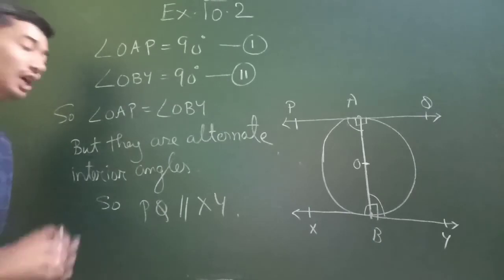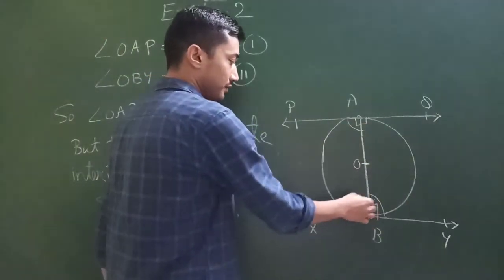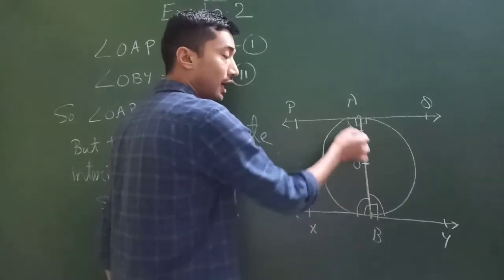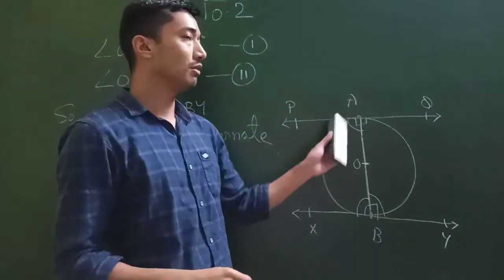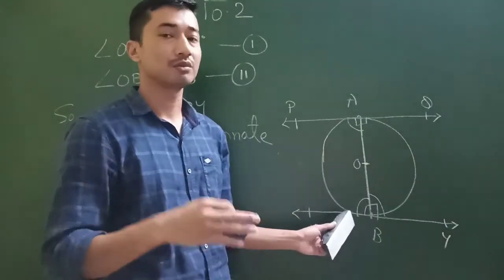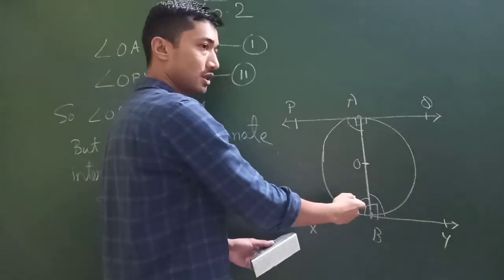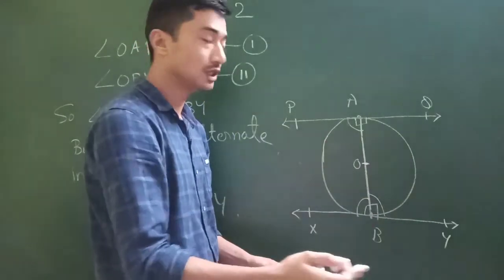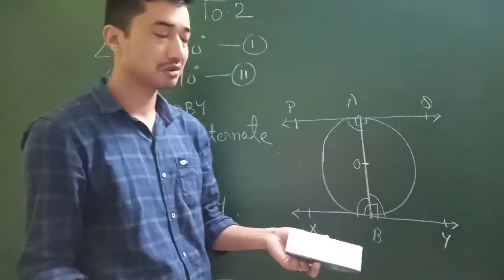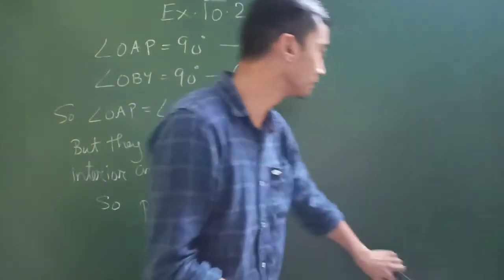I'll give you the other way. You can even take these two angles, 90 and 90. Now add these two angles: 180. So by Euclid's theorem, if the sum of the angles on the same side of a transversal is supplementary, I mean 180 degrees, then the two lines are parallel. That way also you can prove it. Simple as that, right? Done?